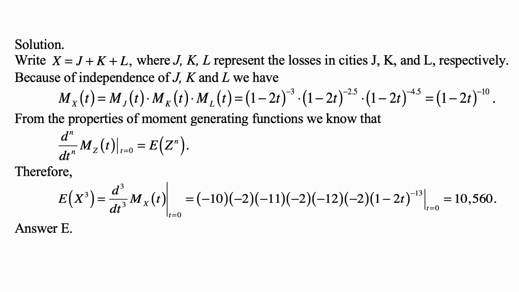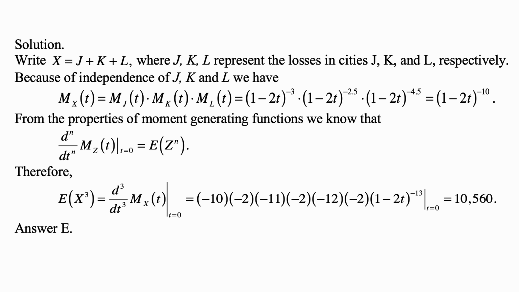The first derivative would be (-10)(-2)(1 - 2t)^(-11). Then the second derivative will be (-10)(-2)(-11)(-2)(1 - 2t)^(-12). And then a derivative of that would be (-12)(-2)(1 - 2t)^(-13). So the third derivative overall is equal to (-10)(-2)(-11)(-2)(-12)(-2)(1 - 2t)^(-13), and we evaluate this at t equal to 0.